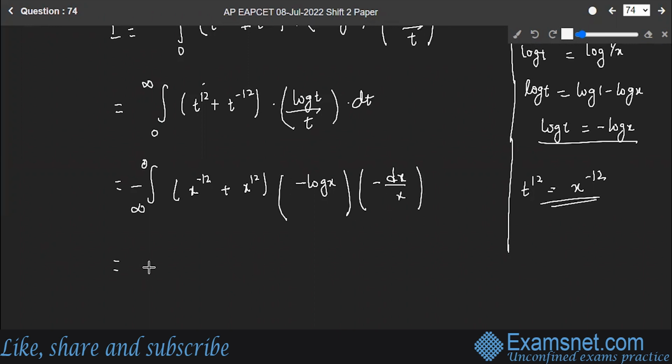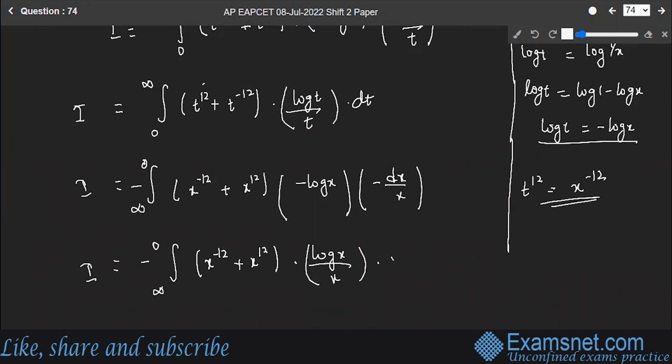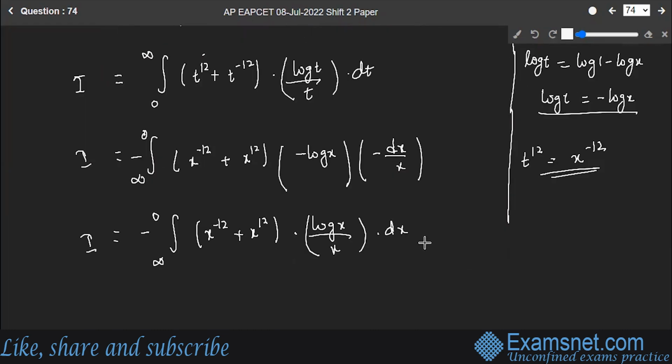Minus minus will cancel again. So you have minus infinity to 0. This whole thing was equal to I, right? x raised to power minus 12 plus x raised to power 12 into log x upon x into dx. So you see one thing, right? This is equal to I.